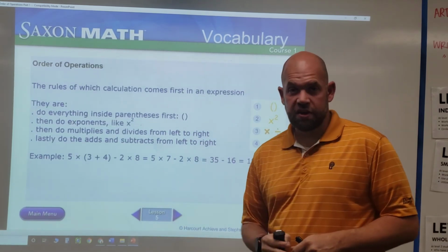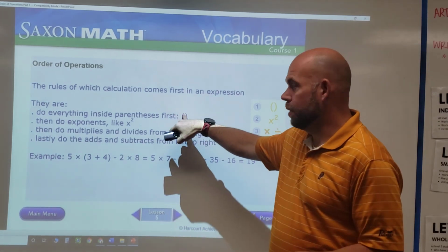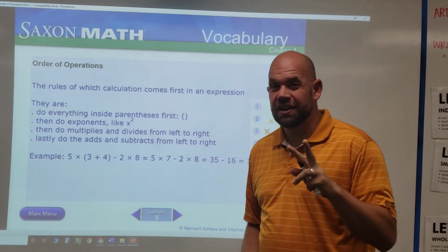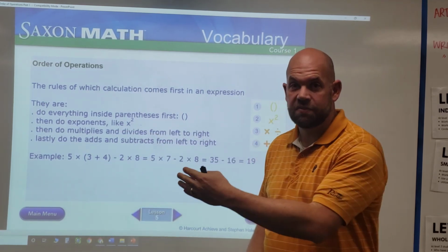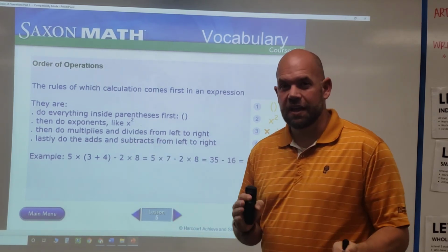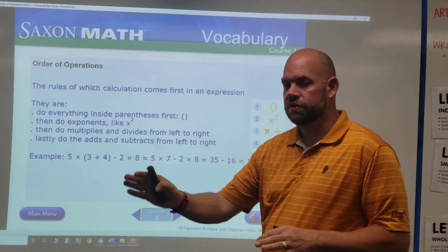Now in order of operations, there is an order you do things. You do everything in parentheses first, then exponents, then multiply and divide. And for those, it doesn't matter which comes first, it matters that you go left to right. I'll go over that in a minute. And then add and subtract is the last thing. And again, it doesn't matter if it's subtract first or adding first. What matters is left to right.